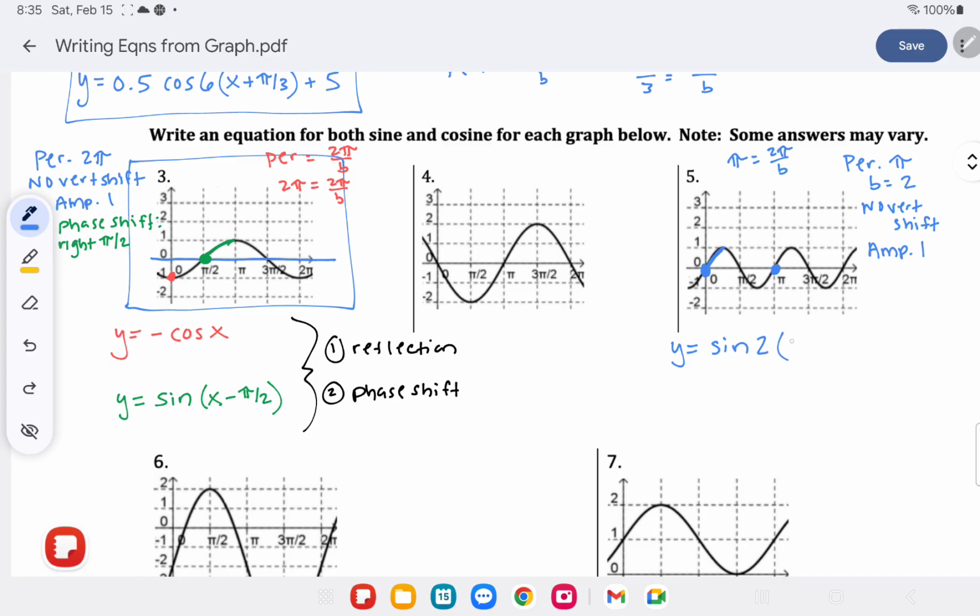There is no phase shift for sine. So I don't need to have the x in parentheses. I could have just written 2x there. And there's no vertical shift, so that would be our final answer, sine of 2x.